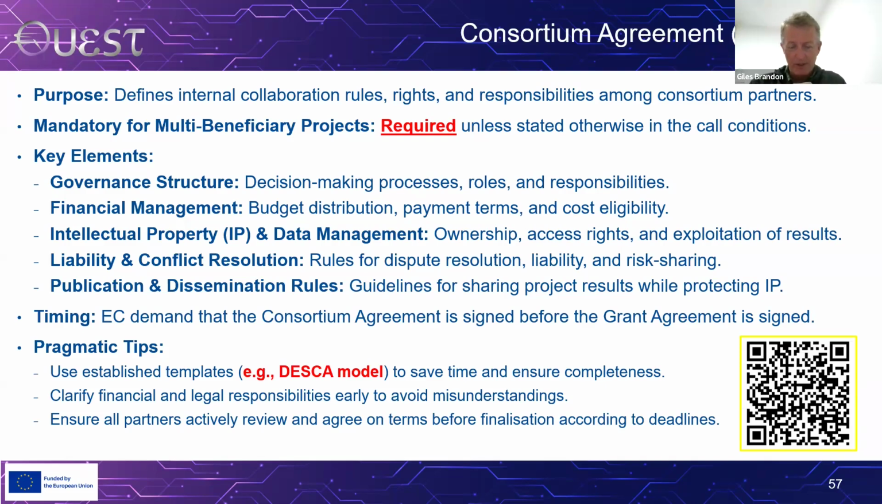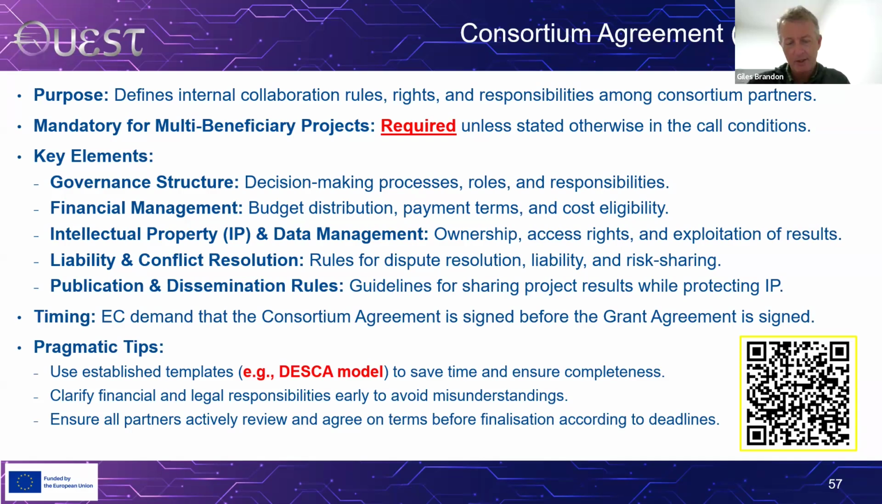For the consortium agreement, you don't need to reinvent the wheel. There are established templates for this. The most well-known, most popular one is called the DESCA model. The QR code in the bottom right will take you directly to the website where you can get that. This is the standard consortium agreement used by the vast majority of Horizon Europe projects. It clarifies all these financial and legal responsibilities.